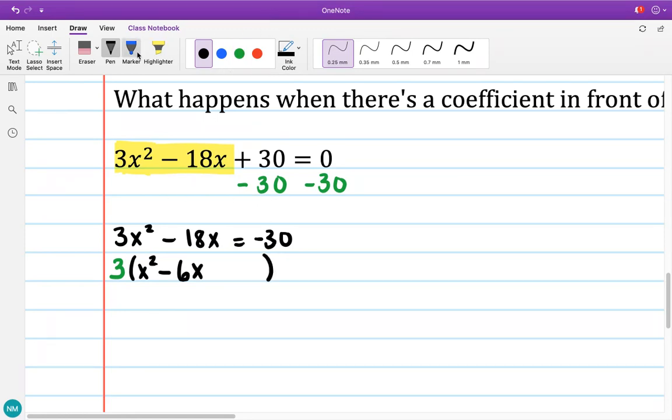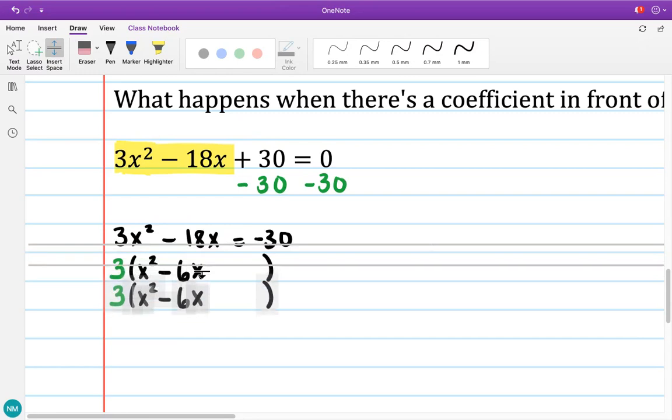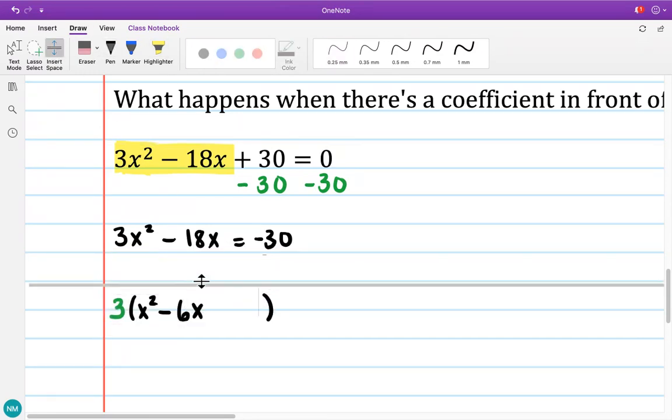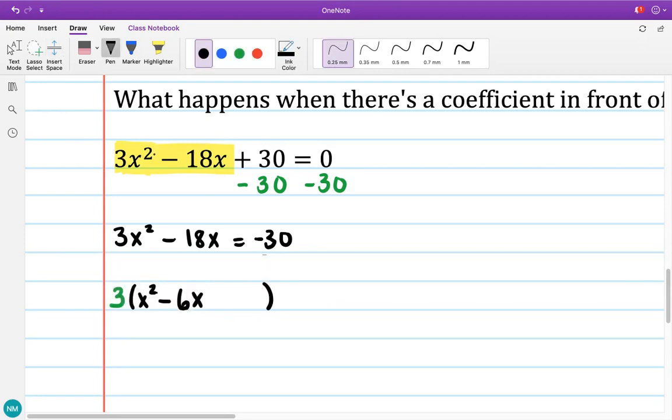I'm actually going to move this down a little bit. I'm a little bit of a stickler with the lines, obviously. Equals negative 30. I kept the space here because we're going to end up completing the square. So this is where a lot of people mess up. I'm going to still complete the square over here. I'm completing this square right here.